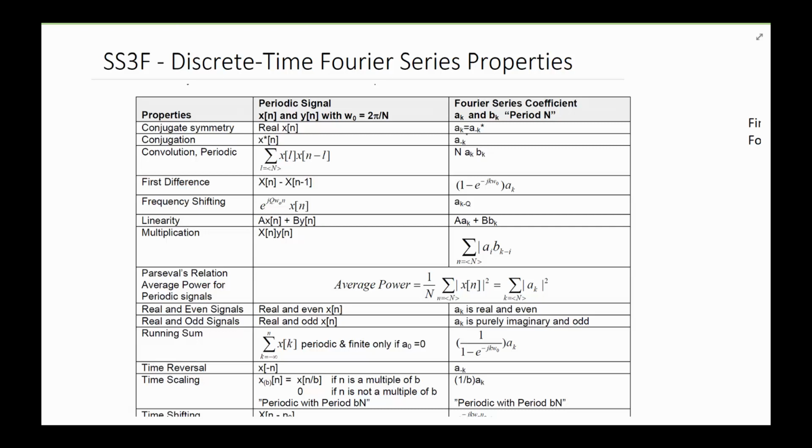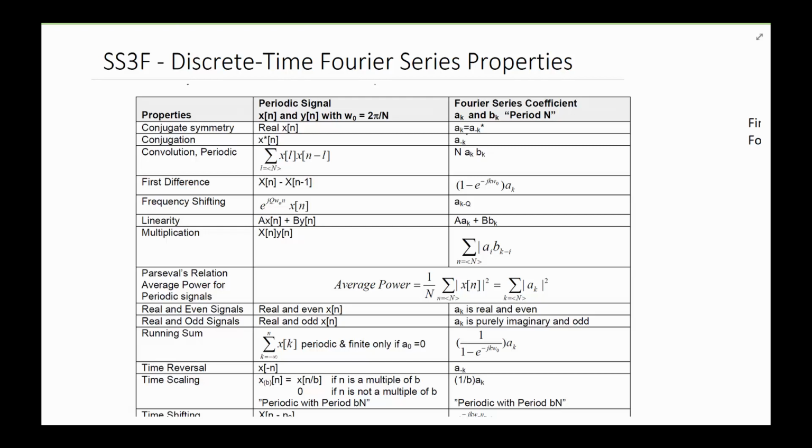In this video, we're going to talk about the discrete time Fourier series properties. These properties are used in a number of ways. One would be if we know a Fourier series for a function, we may be able to use these properties to use that Fourier series coefficient, convert it to the function we are looking for.